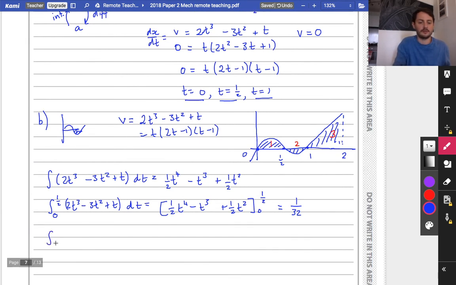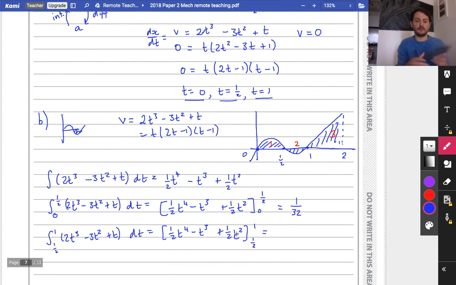Okay, so I'm now going to do it between a half and 1. And this is 2t cubed minus 3t squared plus t. And we know that this is exactly the same thing that we've got up here, except this time it's going between a half and 1. Well, let's see what happens when you substitute 1 in here.